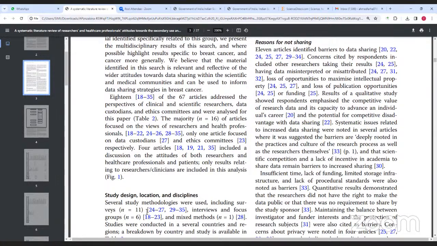18 of the 67 articles address the perspective of clinical and scientific researchers, data custodians, and ethics committees and were analyzed for this paper. The majority, 16 articles, focused on the views of researchers and health professionals. Only one article focused on data custodians and one on ethics committees, respectively. 4 articles included a discussion on the attitudes of both researchers and healthcare professionals and patients. Only results relating to researchers or clinicians are included in this analysis.